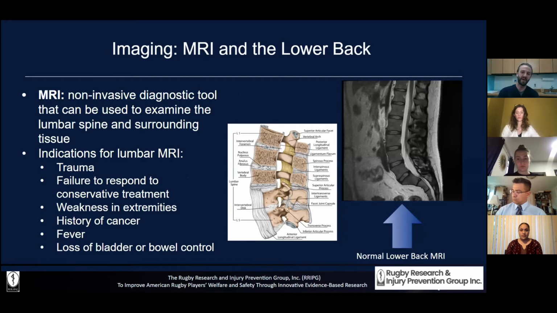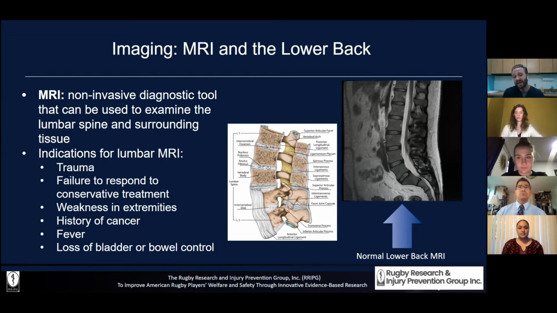Imaging, MRIs and low back pain. This is where it gets a little tricky in my world when I'm dealing with back pain on a pretty consistent basis. MRI is a fantastic tool. It's a non-invasive diagnostic tool that can be used to examine the lumbar spine and surrounding tissue, right?